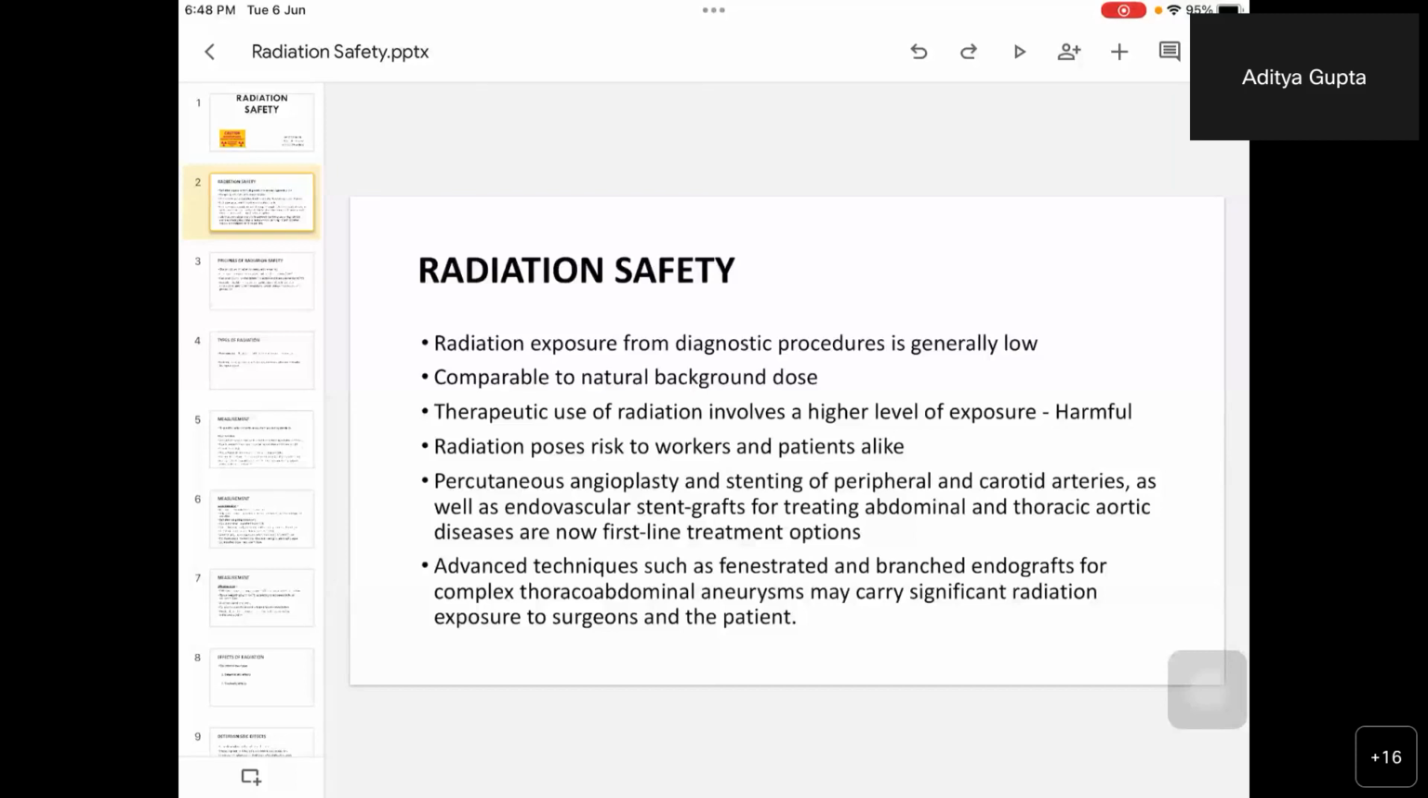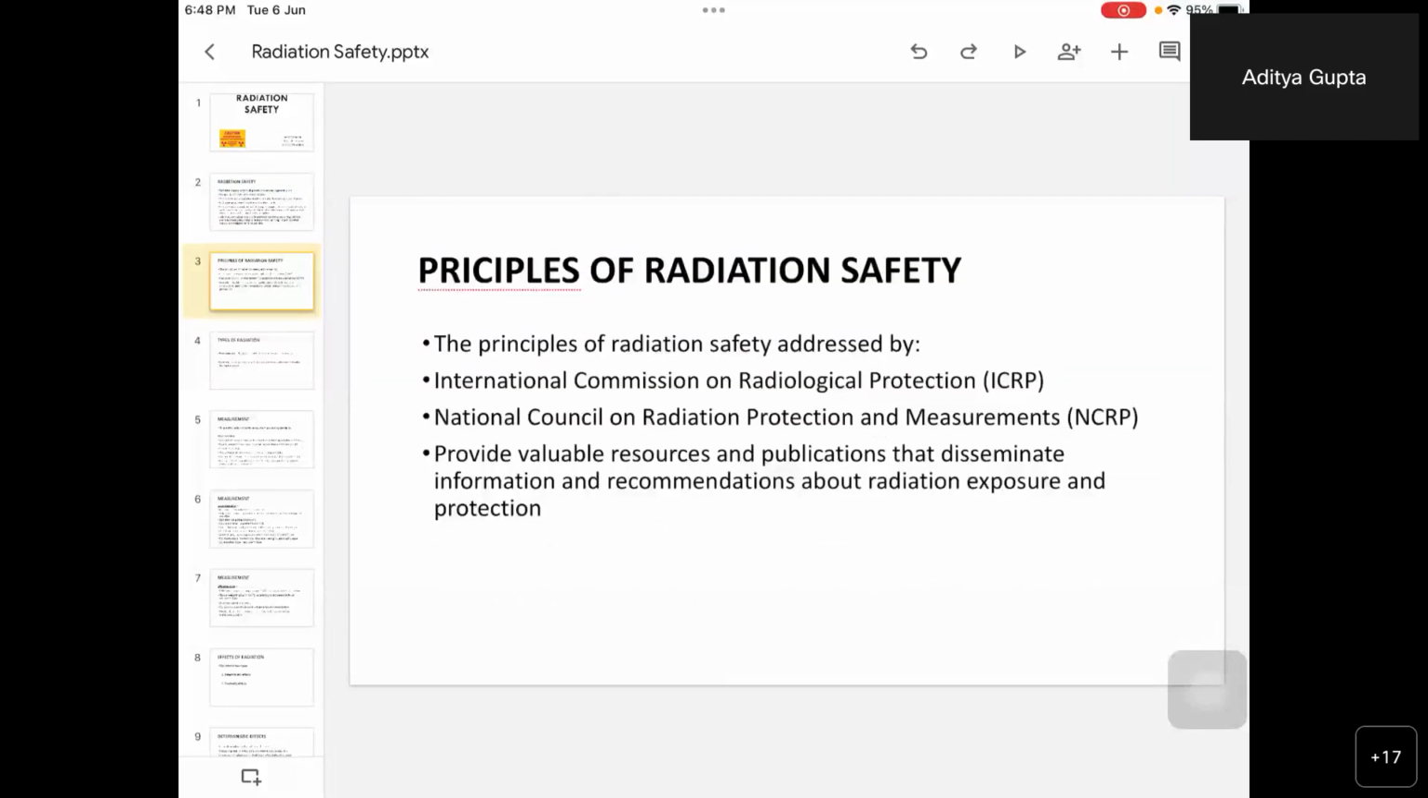So to address all this, radiation safety principles have been laid down by the International Commission on Radiological Protection, ICRP, and the National Council on Radiation Protection and Measurements, NCRP, which provide valuable resources and publications that disseminate information and recommendations about radiation exposure and protection against it.